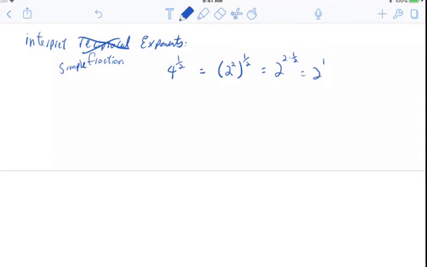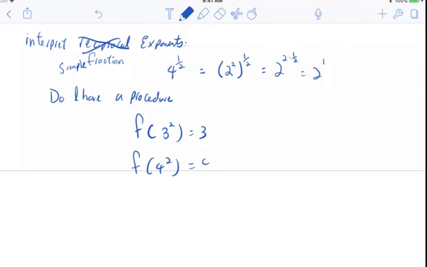Do I have a procedure? Like, do I know of any function where if I plug in 3 to the 2, I get back 3? Or if I plug in 4 to the 2, I get back 4? That's what we're talking about. We're talking about a function where you plug in something to the power 2 and you get back the thing. I do. The inverse. Right? Yes, it all comes together. Square root.